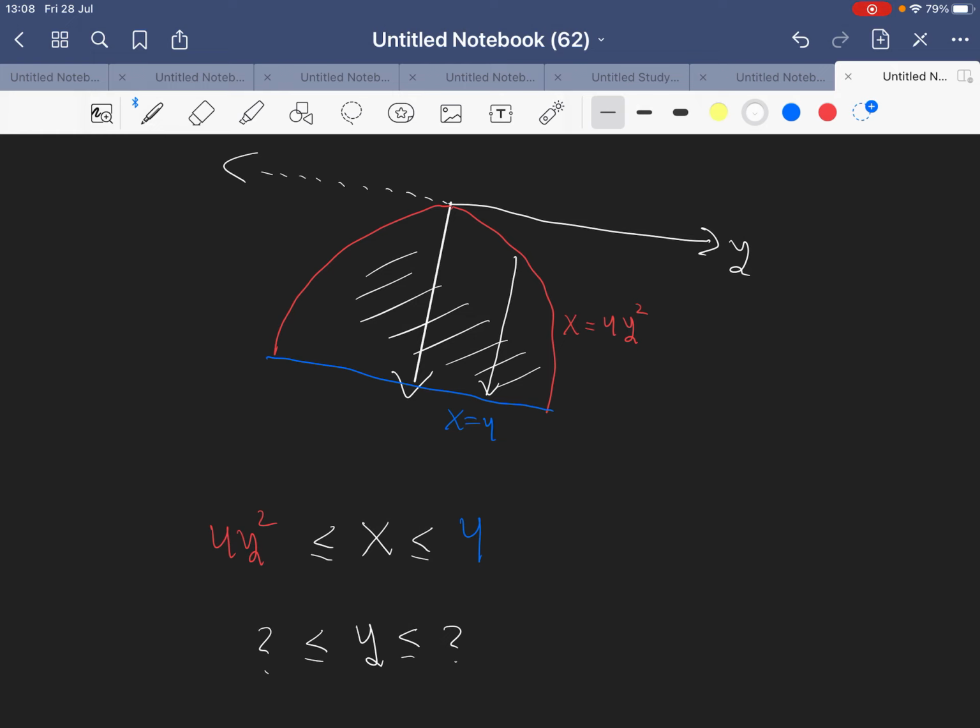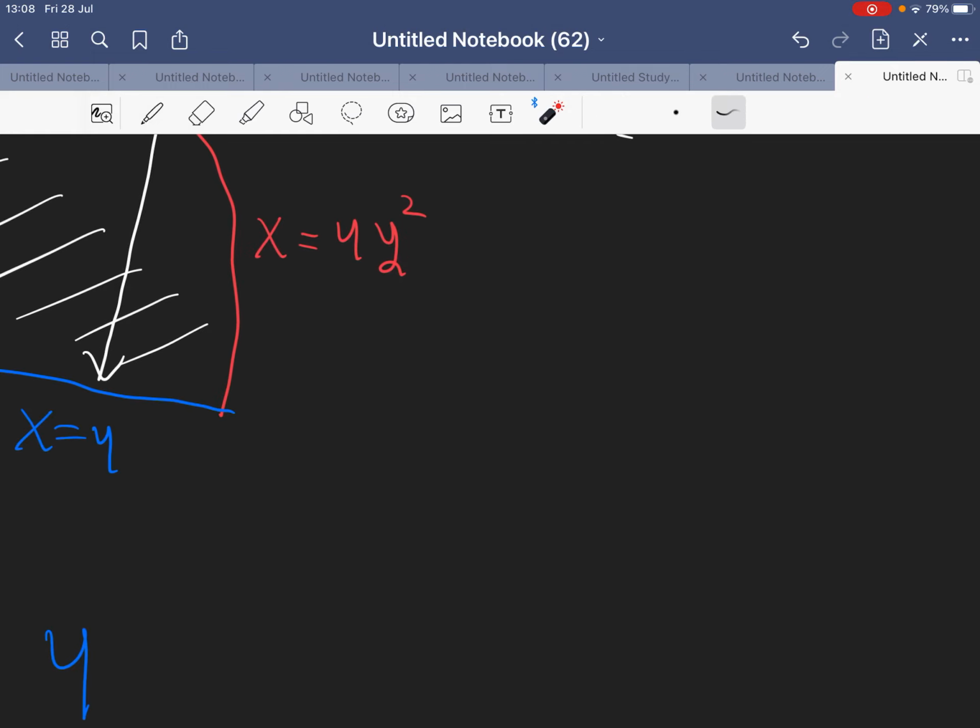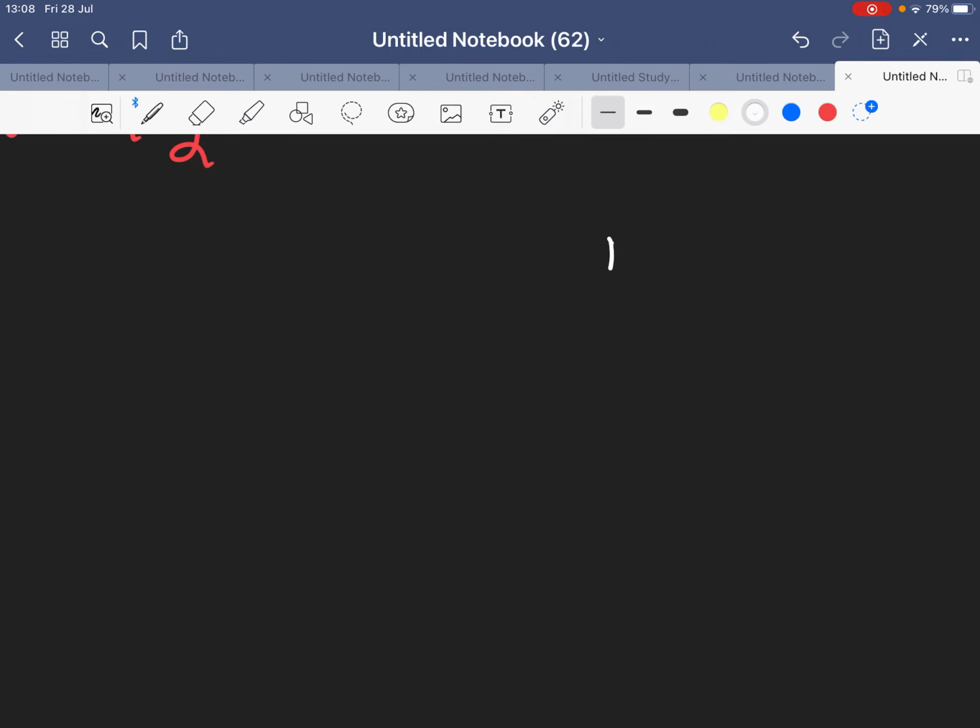numbers that y starts with. And how do we find them? We find the intersection points. So let me go here and find intersection points.